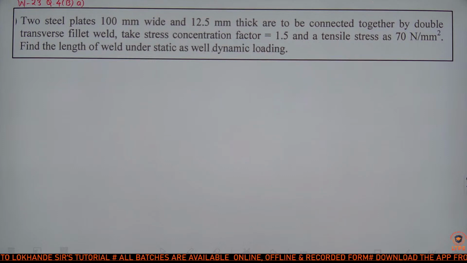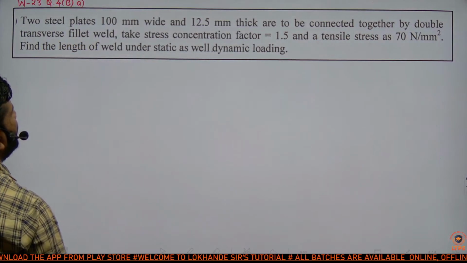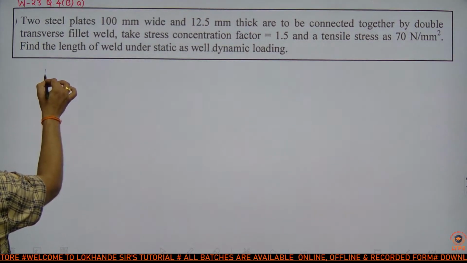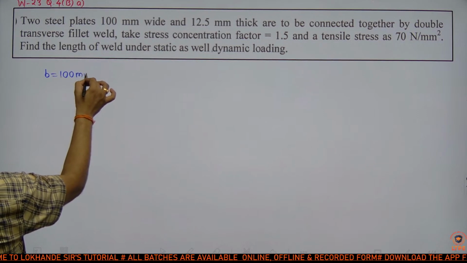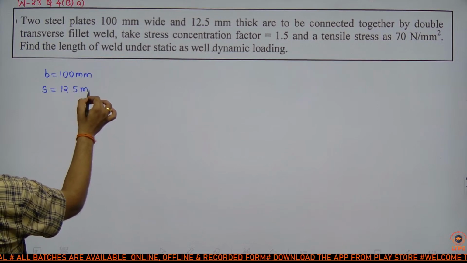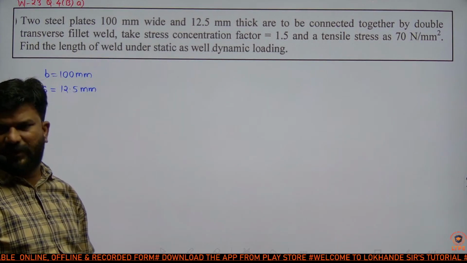So there are three types of lap joint. One is the single transverse. Second one is the double transverse. Third one is the parallel fillet weld. And the fourth one is the combination of single transverse and double parallel fillet. So out of which type is there? Two steel plates, 100 wide and 12.5 thick. So width of plate is equal to 100 and thickness of plate means T. Yes, because we joint double transverse fillet weld. Fillet weld means lap joint.